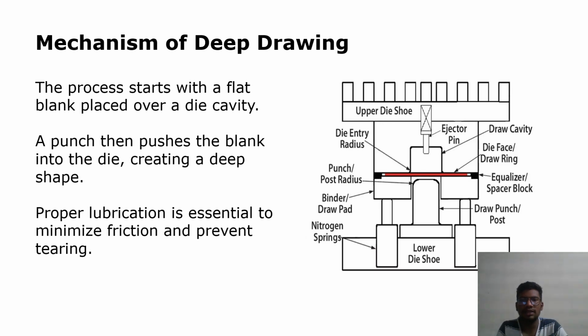You can see on the right side of the figure how deep drawing is done by the machine, and the die is placed in the middle. We can see the marks in red: a drawing cavity, die face ring, punch, drawing punch post, and lower die shoe. You can see them clearly in the figure.